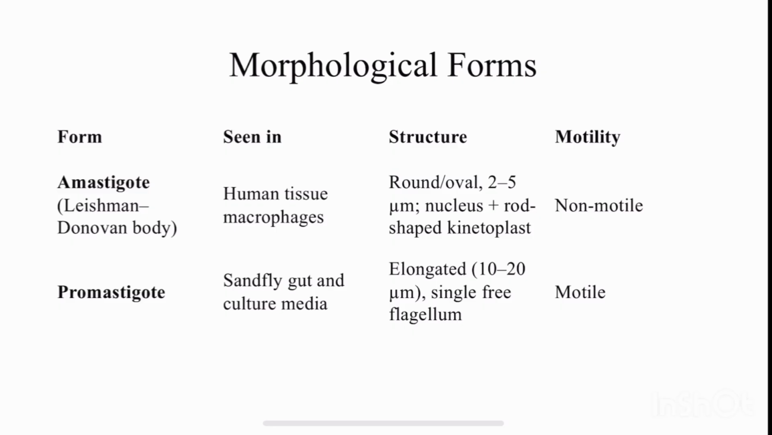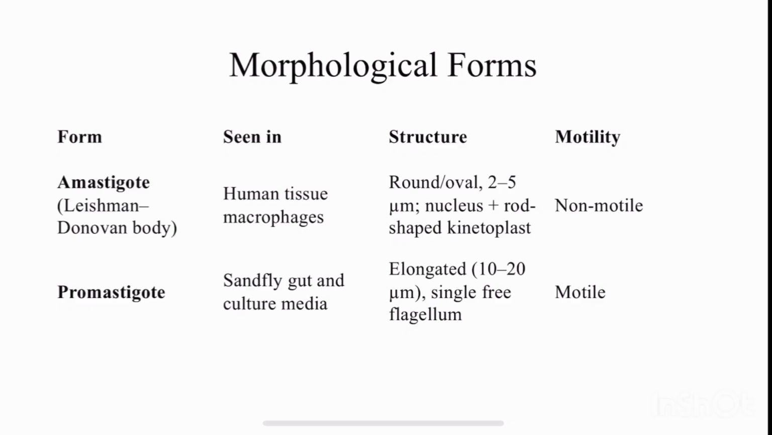Next, coming to the morphological forms. Leishmania, as we said, is a flagellated protozoa. It will have a single flagellum in its body structure. There are two main protozoa with just one flagellum, Trypanosoma and Leishmania. Leishmania exists in two morphological forms: the first is the amastigote form, and the other is the promastigote form.